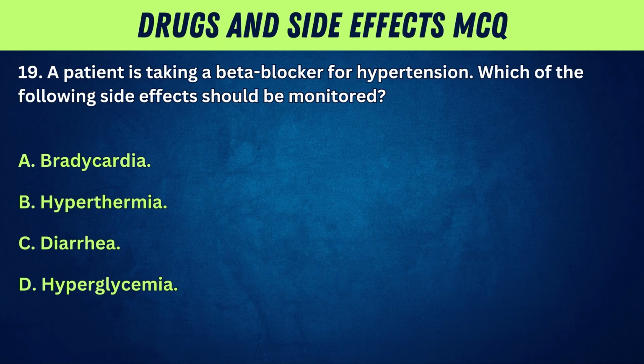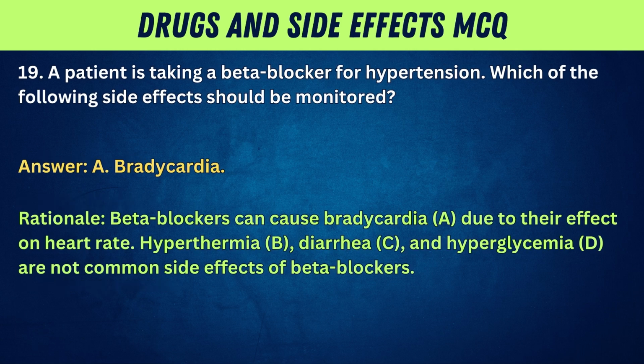19. A patient is taking a beta blocker for hypertension. Which of the following side effects should be monitored? A. Bradycardia. B. Hyperthermia. C. Diarrhea. D. Hyperglycemia. Answer: A. Bradycardia. Rationale: beta blockers can cause bradycardia, A, due to their effect on heart rate. Hyperthermia, B, diarrhea, C, and hyperglycemia, D, are not common side effects of beta blockers.